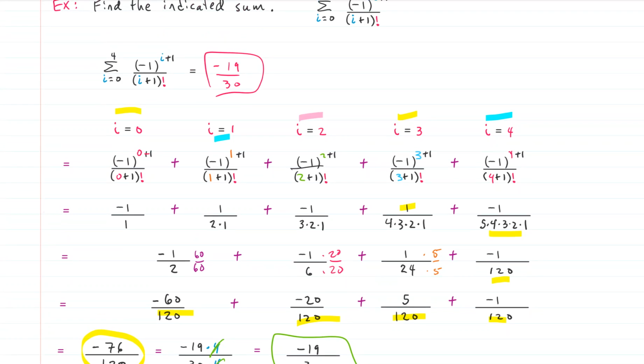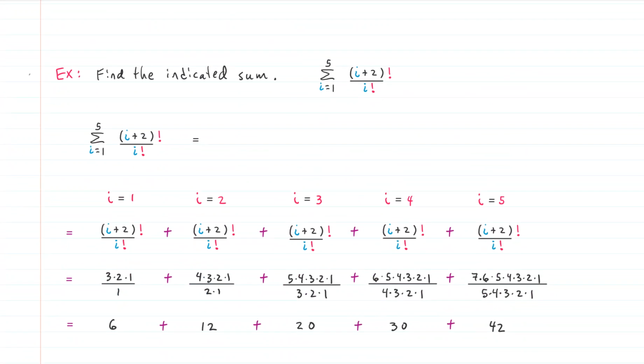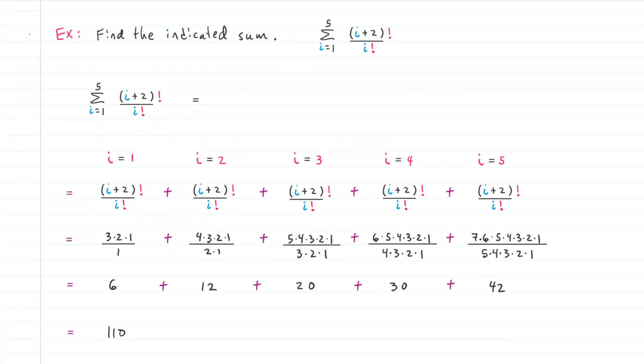Let's do one more. Find the indicated sum. We're summing the quantity i plus 2 factorial divided by i factorial, and we're summing from i equals 1 to 5. So again, I need to just copy and paste the quantity i plus 2 factorial divided by i factorial. I'm going to do it 5 times for i equals 1, 2, 3, 4, and 5. And then I just need to change the i to be whatever it is for the situation, and then simplify.